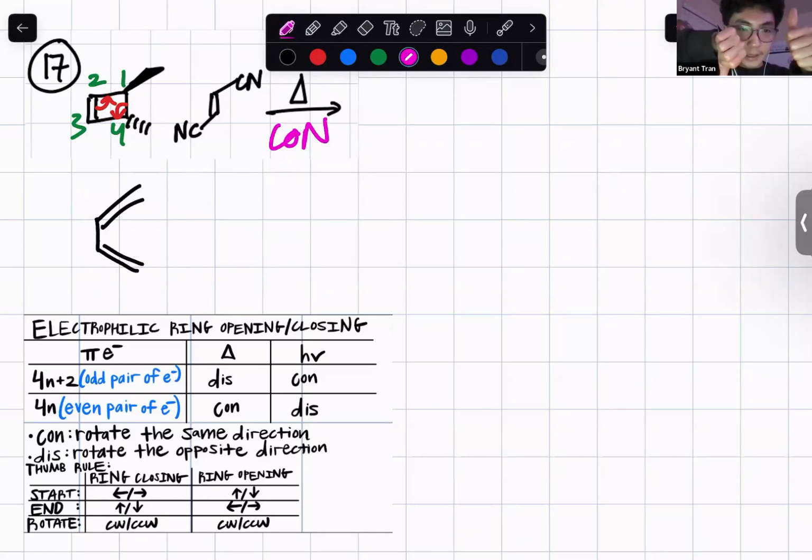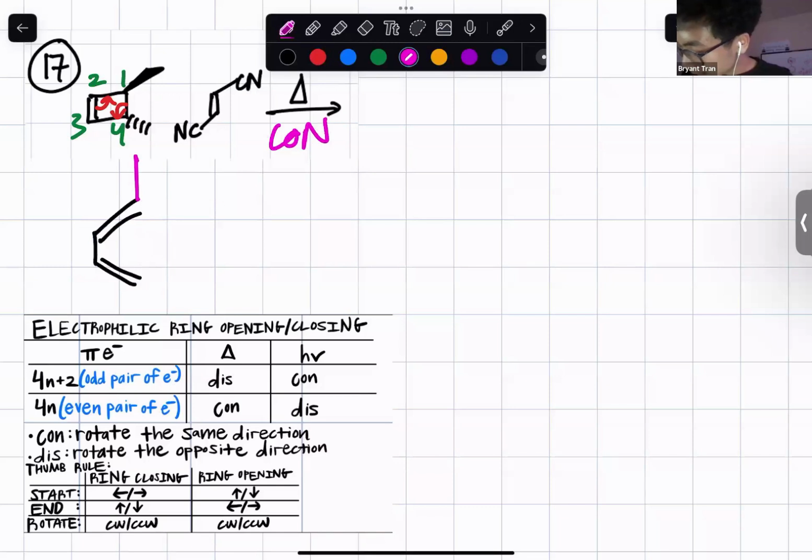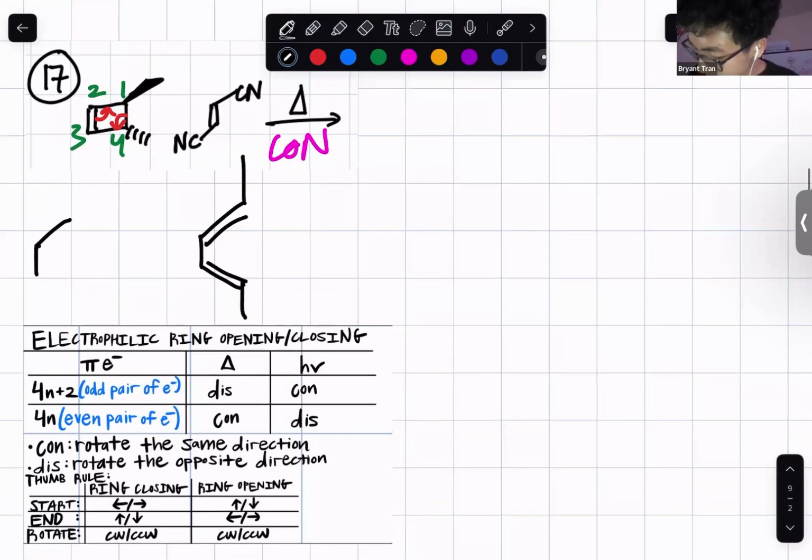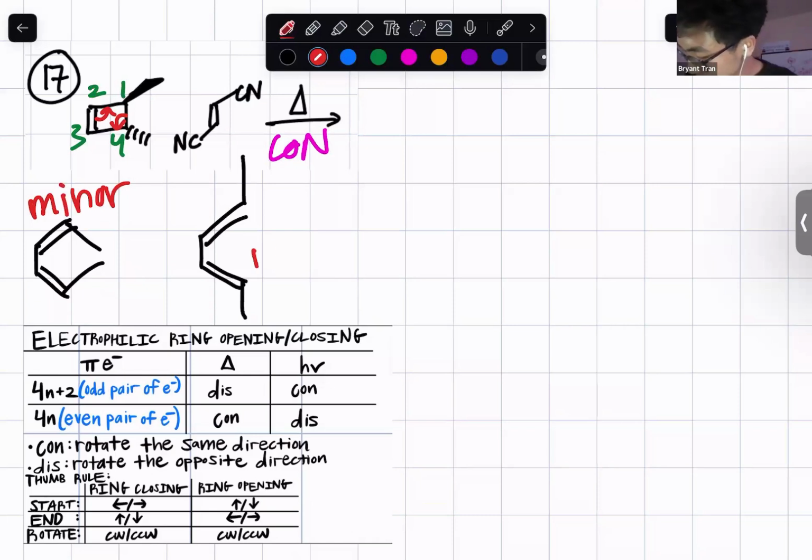So because this is conrotatory, let's say I rotate my left thumb counterclockwise. I would also have to rotate my right thumb counterclockwise, and they're going in opposite directions now, right? So that's going to have this methyl group go up like that, and this methyl group go down like that. If, however, I rotated my thumb clockwise and my other thumb clockwise, they're going to bump into each other, which could also be a product, but that's a minor product, right? So this is a minor product here. This is a major product here.